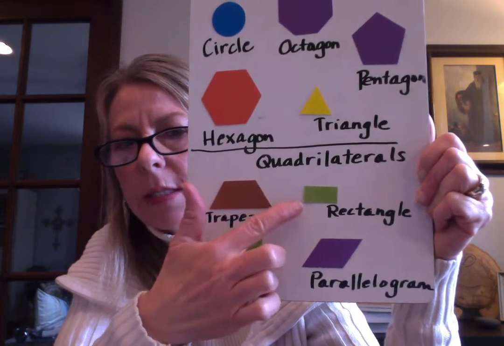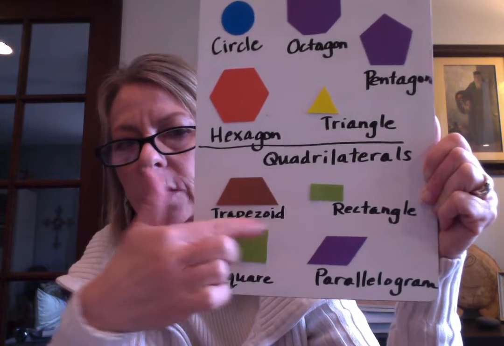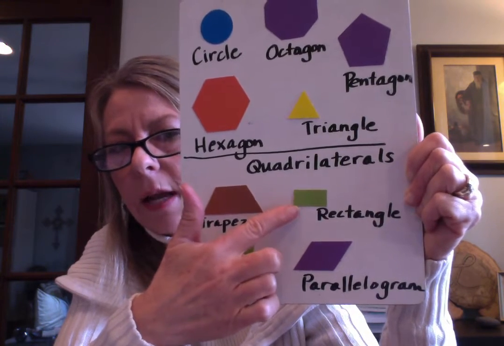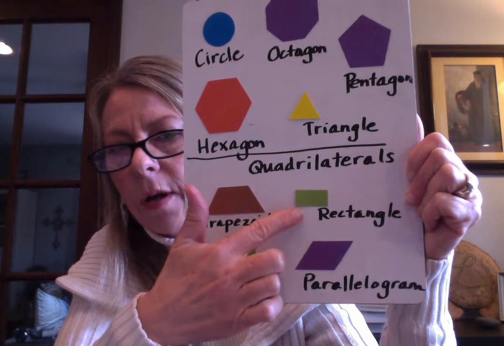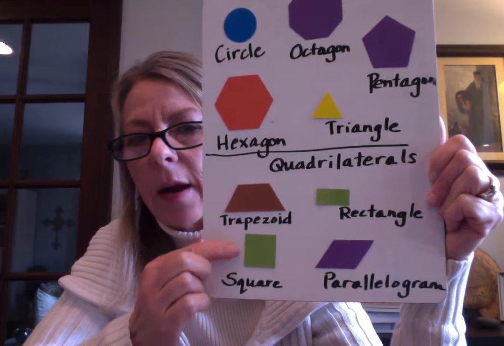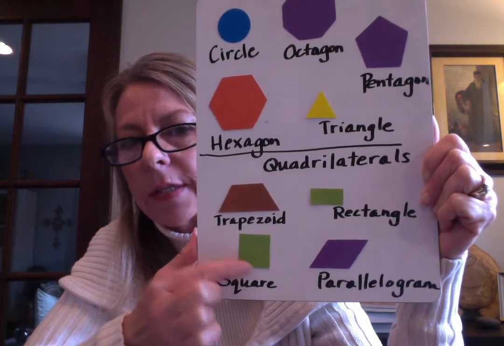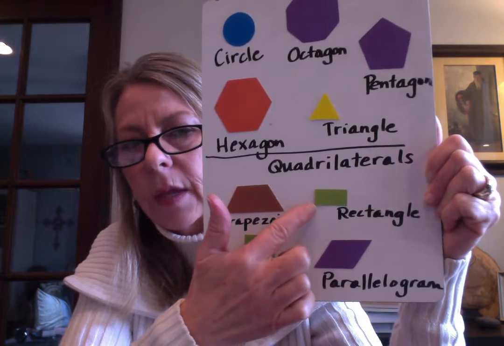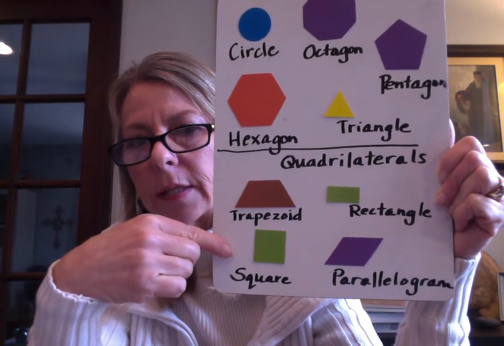Okay, just want to tell you something about squares. Squares can actually be considered a rectangle. It has four sides and four right angles. But a square, the only difference is that all the sides are equal. The rectangle doesn't have equal sides, but a square does.